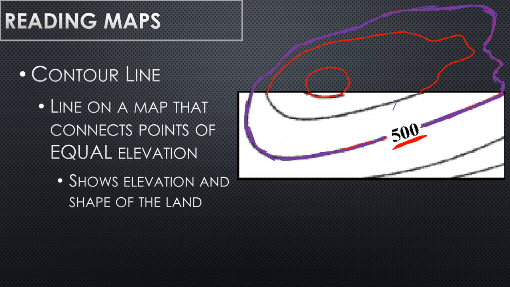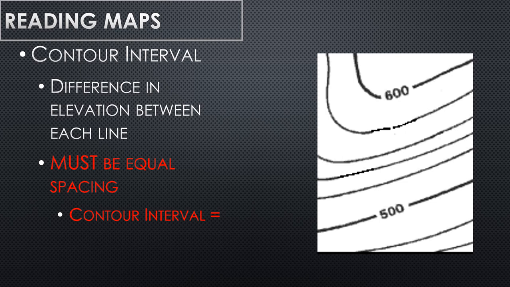Now, in this example, everything above this line is going to be over 500. Everything below it is going to be less than 500. Now, to determine how much each contour line represents, we need to find the difference in elevation between each line, and that's what we call a contour interval.